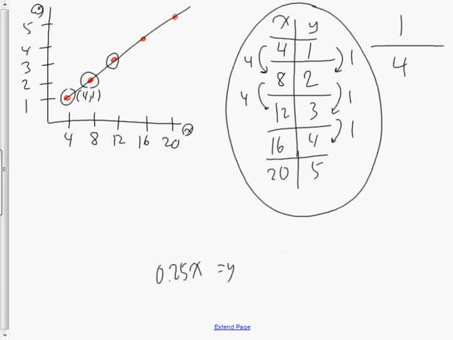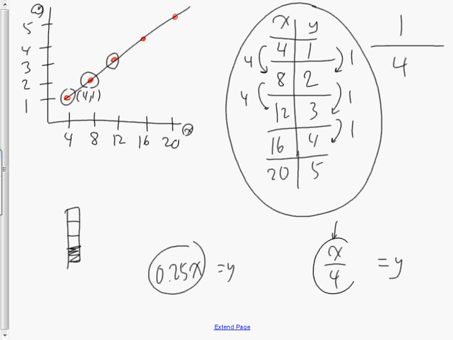So 0.25x. I prefer this way because in algebra, we tend to use this way to say a quarter of x. But both are representing a fractional part of x. And we can remember when we did our algebra tiles, if this is x, this would represent a quarter of x.